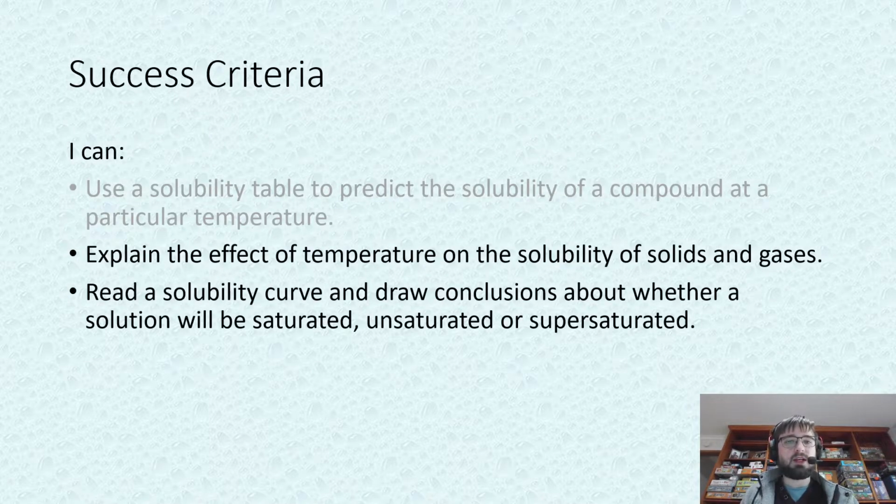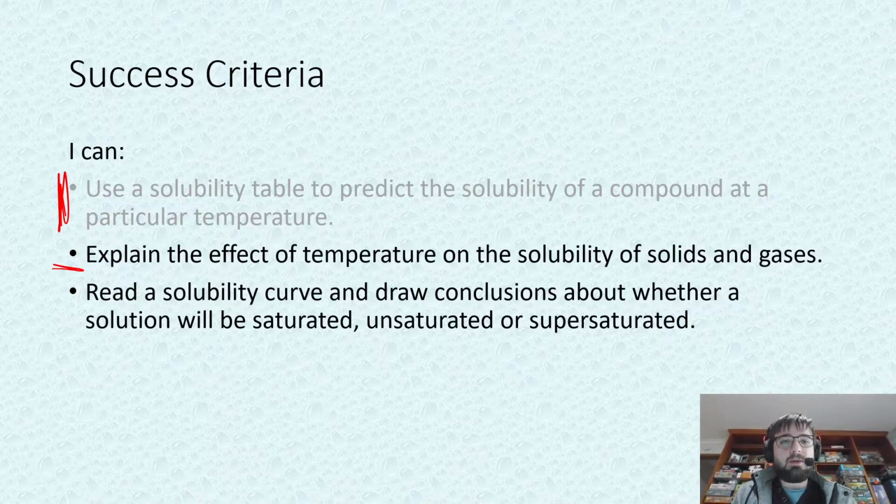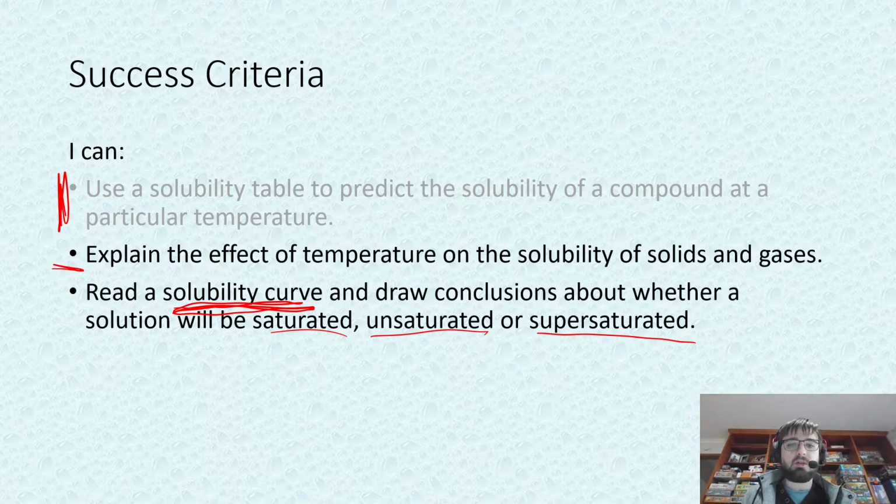So to break that down, technically part of this is being able to use the solubility table. We have already talked about that a bit though, so hopefully you can remember that from before the holidays. Here we've got explain the effect of temperature on solubility of solids and gases. And the main thing that we'll be doing here is reading solubility curves. And then we'll be able to figure out whether a solution is saturated, unsaturated, or supersaturated from that curve there.